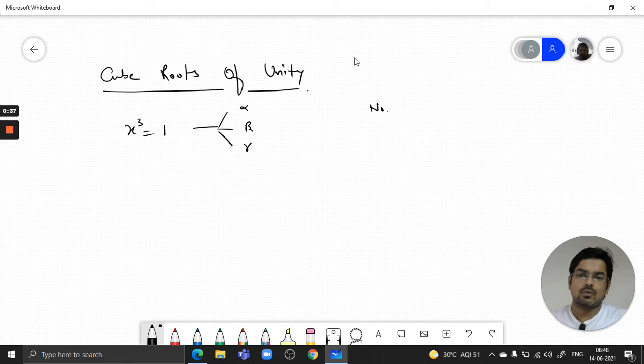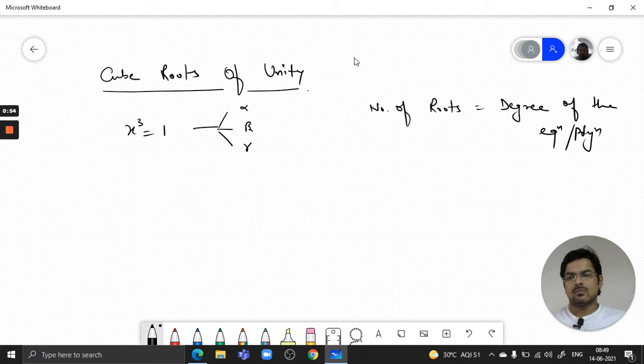You might know that the number of roots depends upon the degree of the equation, or we say the degree of the polynomial. So for cube roots of unity, we have degree 3, so we'll have 3 roots. One root, we know, is 1, but the other 2 roots we need to find out.